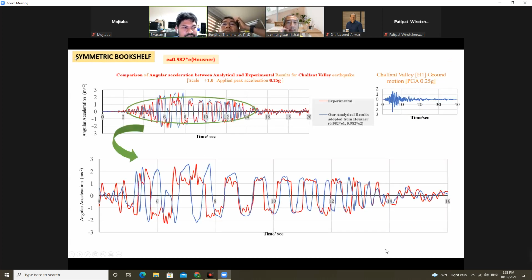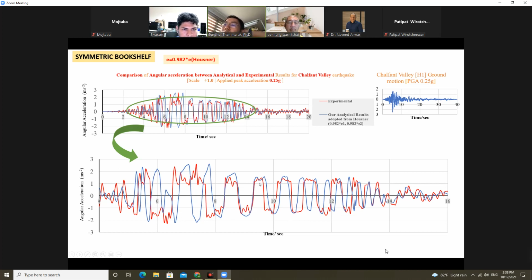And this one is for the symmetrical bookshelf for the Chan Valley earthquake. This is still not properly matching, but the boundary lines are the same. It predicted much better for the boundary line.